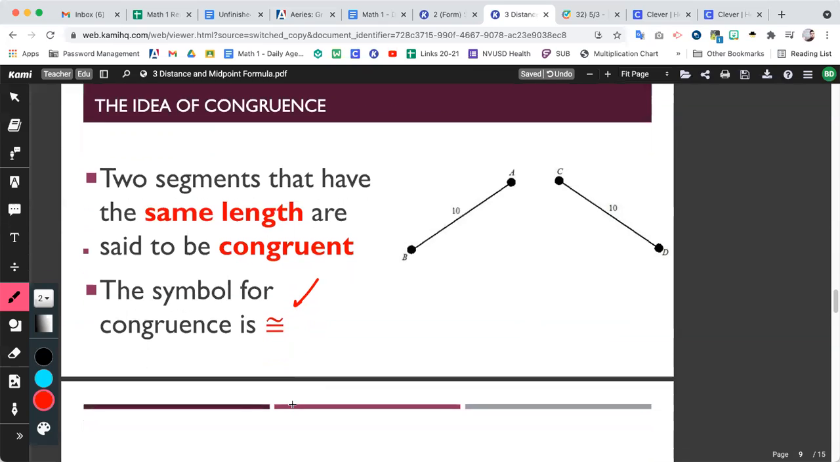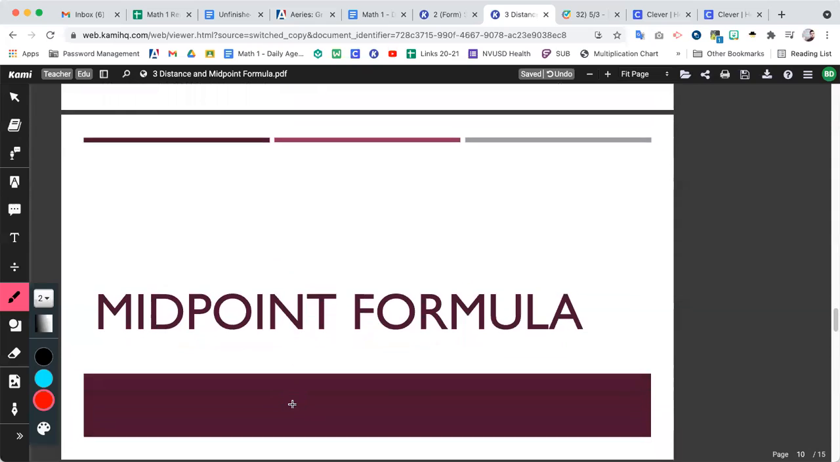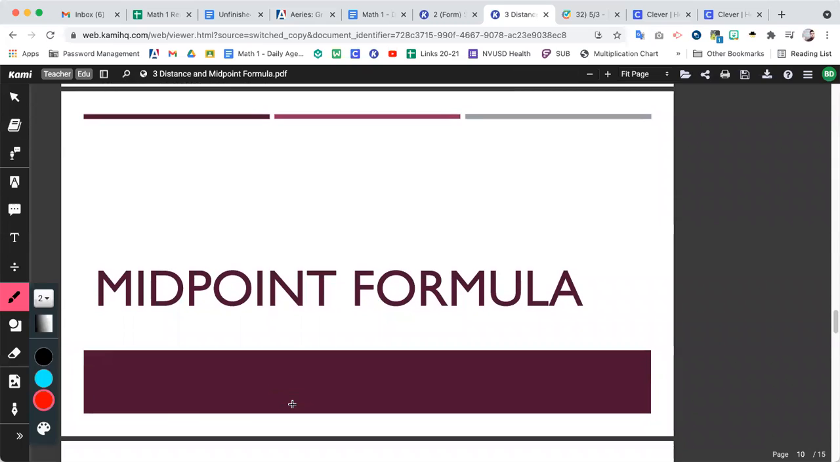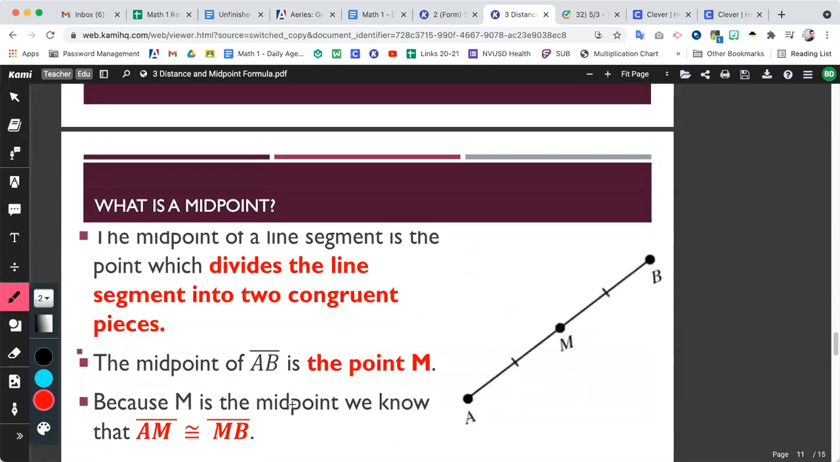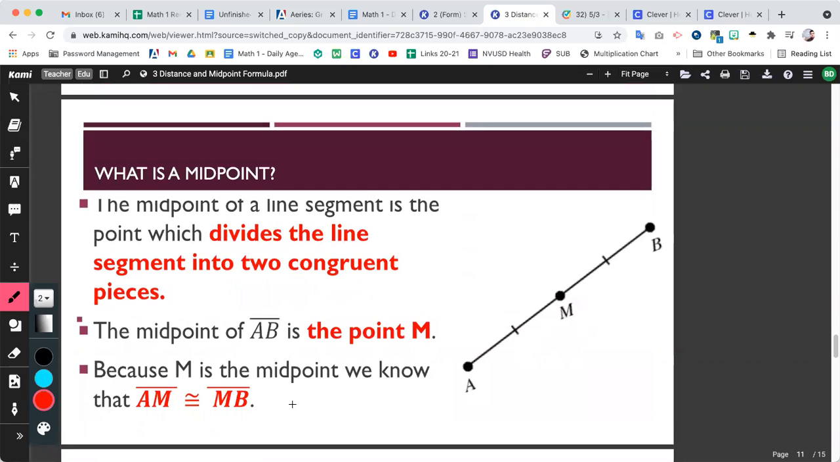So how does that factor into our understanding of midpoint? Does anyone remember what the midpoint is from your vocab from last week? It's the point that cuts a segment in half, right? Exactly in half. So the midpoint divides the line segment into 2 congruent pieces. So for example, here, if M is the midpoint, then AM and MB have to be congruent because M is the middle. So if AM is 5, then what does MB have to be?